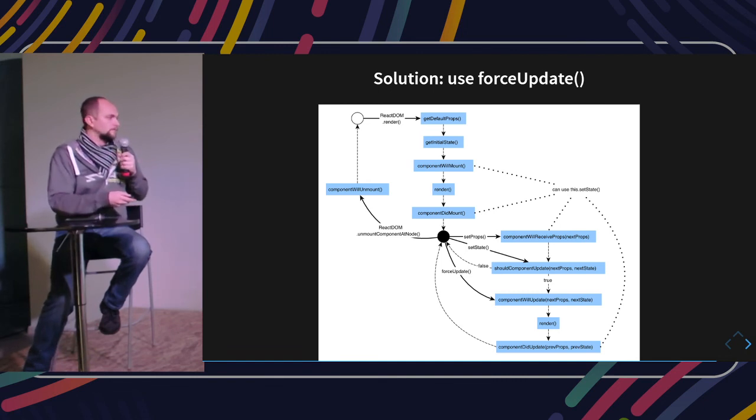This is the default behavior. But if props or state weren't changed, we go back and stay here, and React will not render the component again. But if we are sure that some props or some state inside the component was changed, we can tell React to update our component via the forceUpdate function. And then React skips the shouldComponentUpdate function and goes to render our component. So thank you.